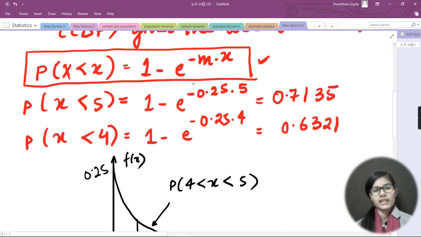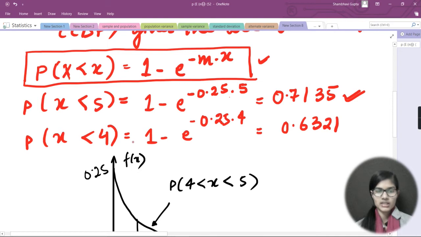Which is equal to 1 minus e to the power minus m dot x. This is done. Now what else I need to do is that I just wrote P(x less than 5) is equal to 1 minus e to the power minus 0.25 dot 5. Now when I multiply and solve these things, I got the output as 0.7135.